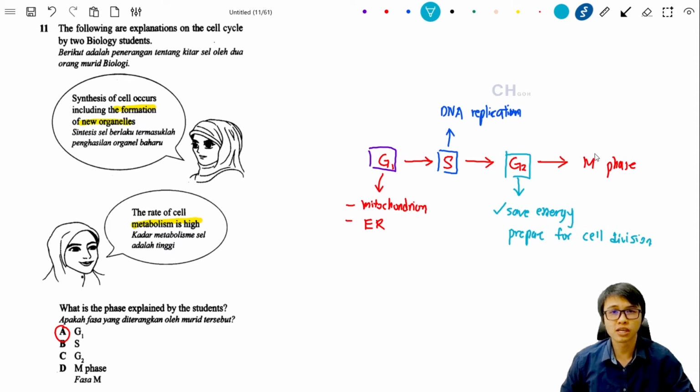And this cell division occurs in the M phase. Cell division, they need a lot of energy. That's why in G2 phase, the cell will not produce any new organelles.